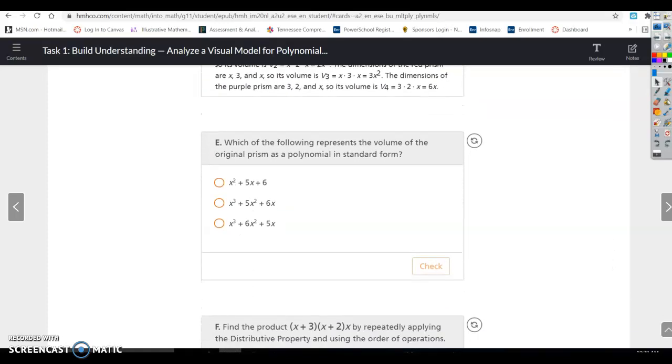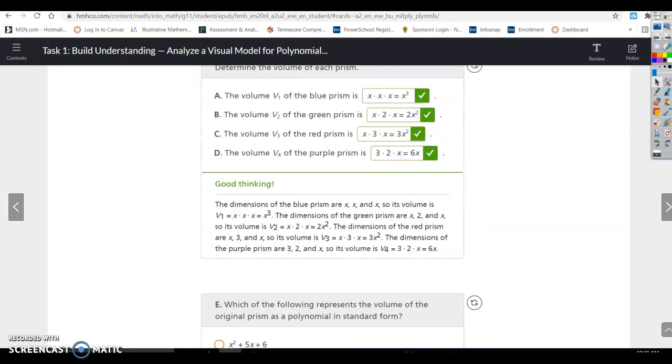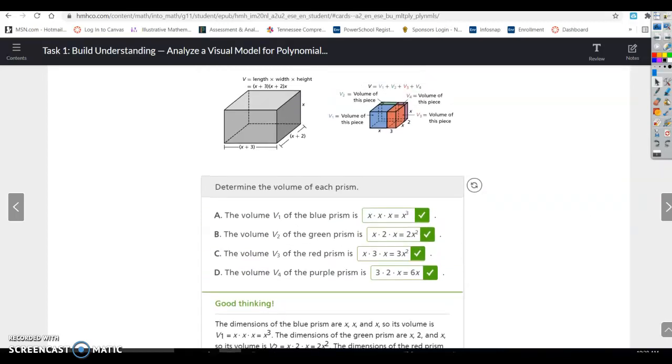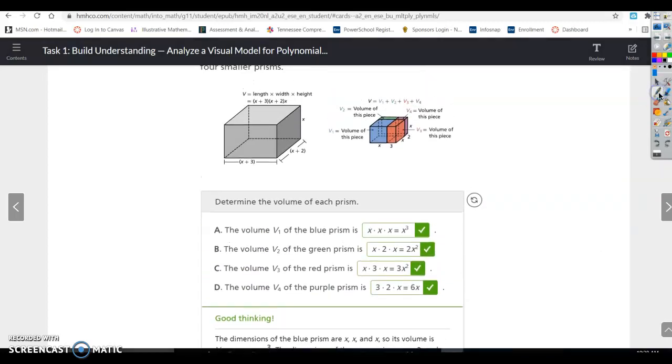All right, it says, which of the following represents the volume of the original prism as a polynomial in standard form? All right, so if we want to find the volume in standard form, then we would take the x plus 3, the x plus 2, and the x, and we're going to multiply that together. Okay, so that's the volume.